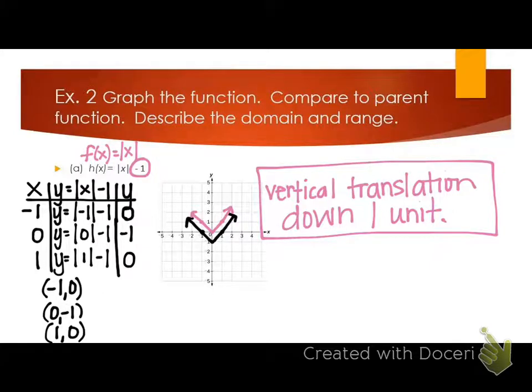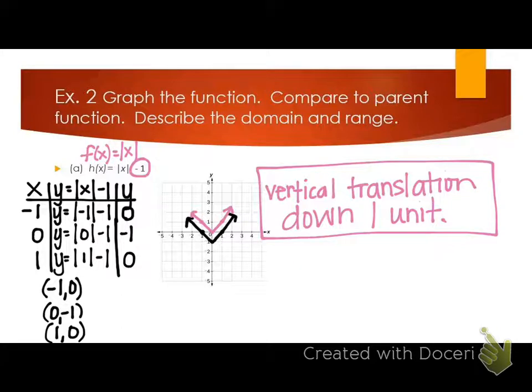Well, can you repeat how it's a vertical translation? All right, it moved down, right? So that's vertical. My y-axis is my vertical axis. So it moved down. How many units or how many spaces down did the vertex move? The vertex is very clear. How many spaces down did it move? It moved down 1. So it was a vertical translation down 1 unit.